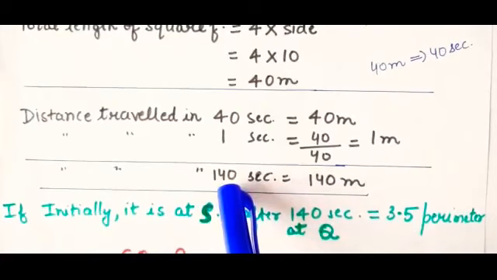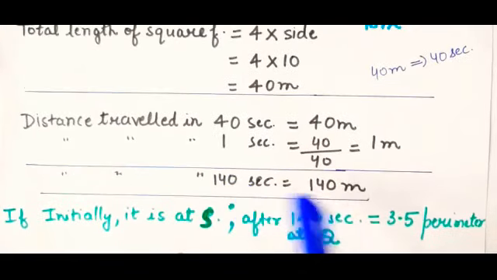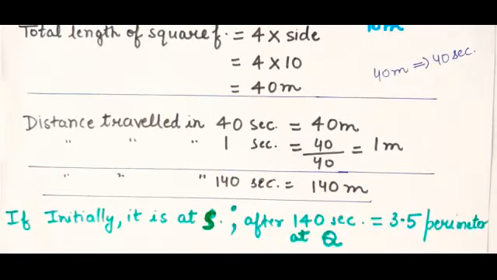Now calculate for 140 seconds. Where does 140 come from? 2 minutes 20 seconds, that is 140 seconds. So calculate for 140 seconds, that will be 1 into 140, that is 140 meter. It means the distance travelled at the end of 140 seconds is 140 meter. But we need to calculate not the distance, we need to calculate displacement.